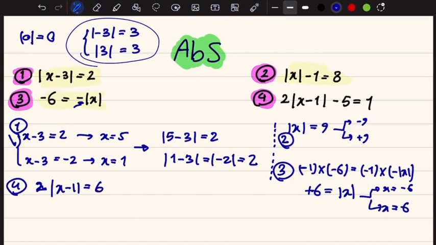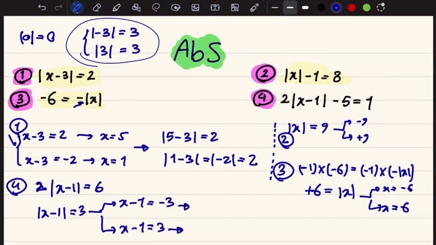And if you divide both sides, left and right, by 2, we will have absolute value of x minus 1 equal to 3. There will be one of the two cases, either x minus 1 is equal to minus 3 or x minus 1 is equal to 3. So if you solve the first one, you will have x equal to minus 2, and the bottom one will be x equal to 4.